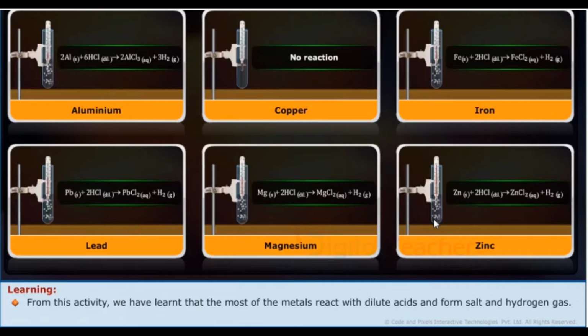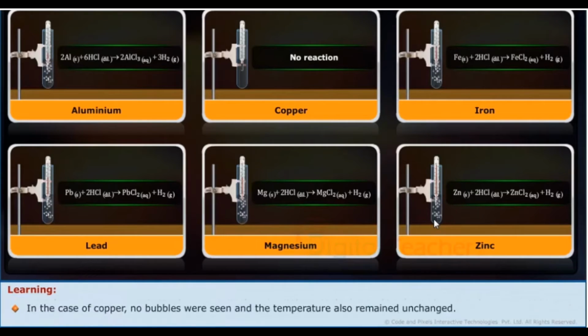From this activity, we have learned that most of the metals react with dilute acids and form salt and hydrogen gas. The reaction was also the most exothermic reaction in each metal. In the case of copper, no bubbles were seen, and the temperature also remains unchanged.